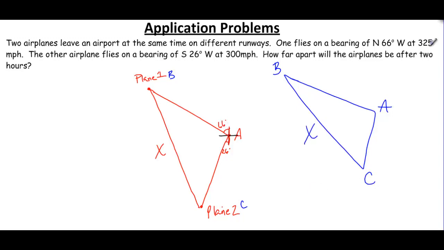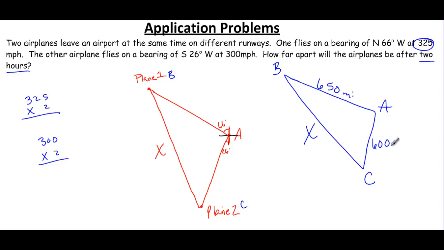But what I haven't taken into account is how fast they're flying. Plane 1 is flying 325 miles per hour, but I want to know how far apart they're going to be in 2 hours. So if you fly 325 in 1 hour, you fly double that, 325 times 2, which is 650 miles. So I double that. My other plane was flying 300 miles per hour, but again, if you go for 2 hours, now it's 600 miles away.